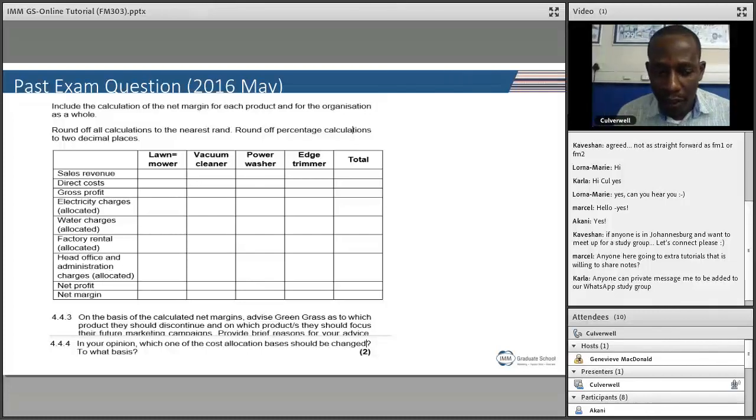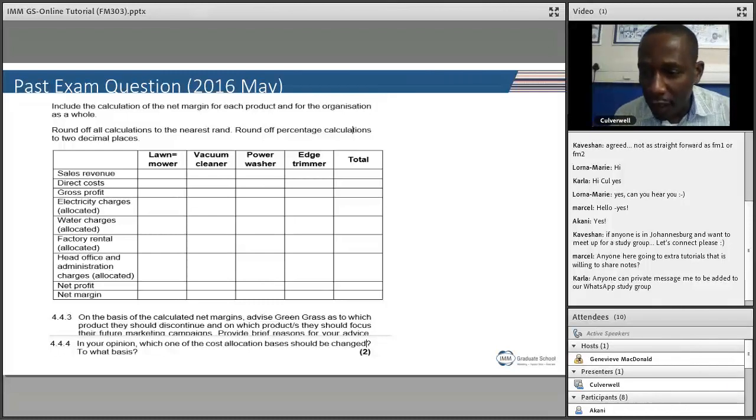I'll do exactly the same for the vacuum cleaner. As much as it made a loss, it goes without saying this won't be a net margin anymore, it will be a net loss, isn't it? I'll then say how much loss did we make? It was 201,600, and it's a negative, divided by our sales revenue of 8.8 million times 100. It was going to give you a negative 2.29% as your net margin, in actual fact, your net loss. You're going to do exactly the same for your power washer, edge trimmer, and also the total.